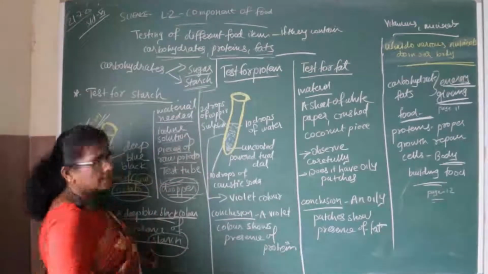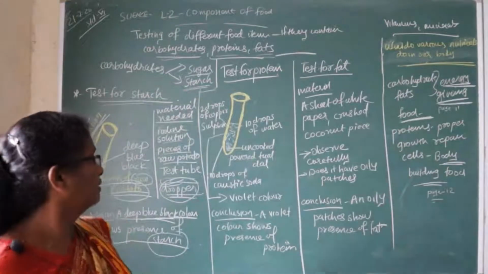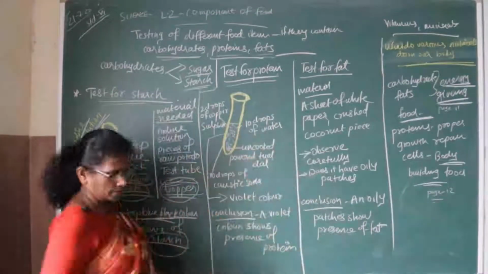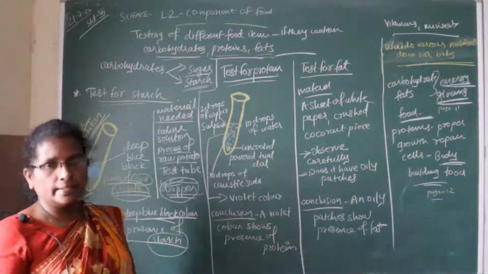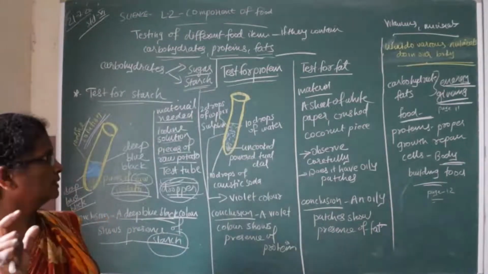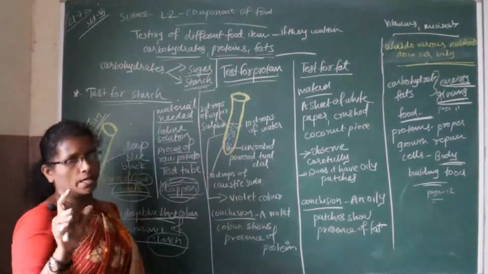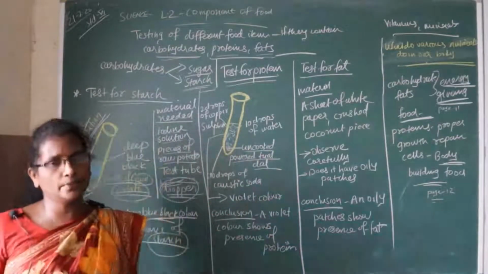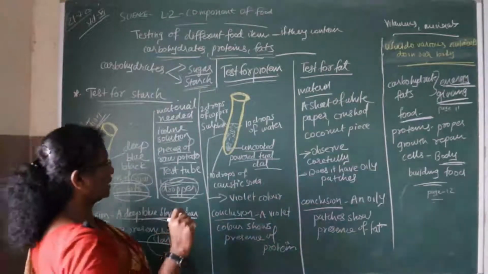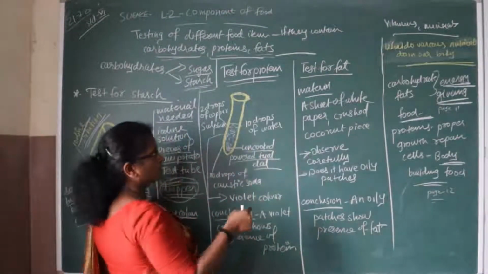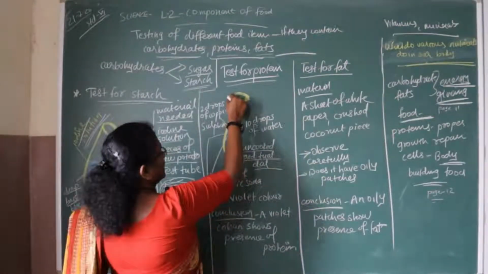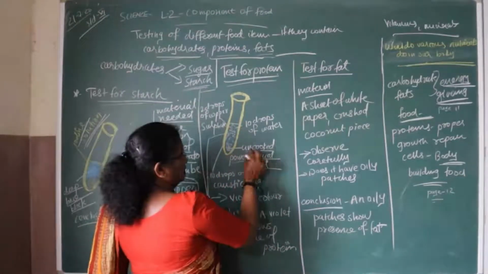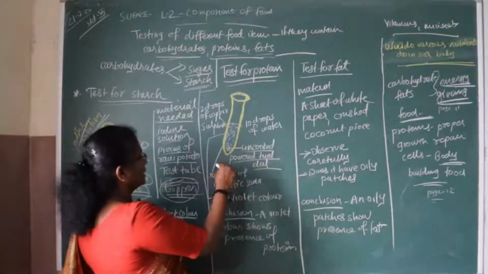Next, the second test is the test for protein. We take a test tube and a small quantity of uncooked powdered tuvar dal. Powdered, uncooked tuvar dal is used for this test. First we take a test tube and put in a small quantity of powdered tuvar dal.